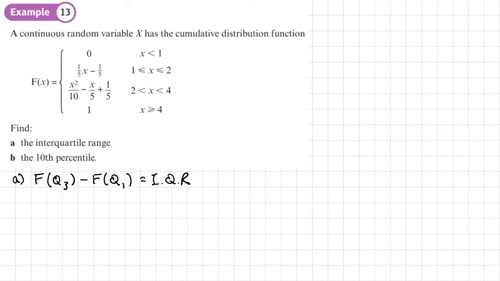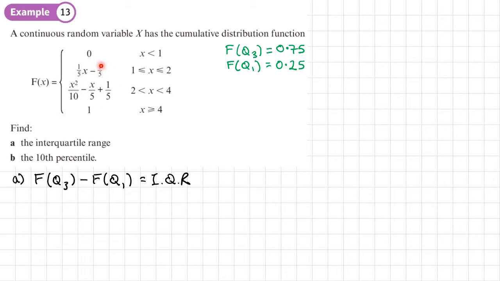Now remember, if I want to find the upper quartile, that's the value of Q3 for which I get a cumulative distribution function of 0.75. The value of Q1 is where I get a cumulative distribution function value of 0.25. So I need to know, where am I going to find CDF of 0.25? Is it going to be in here or here? And where am I going to find a CDF of 0.75? Because I need to use the right set of algebra.